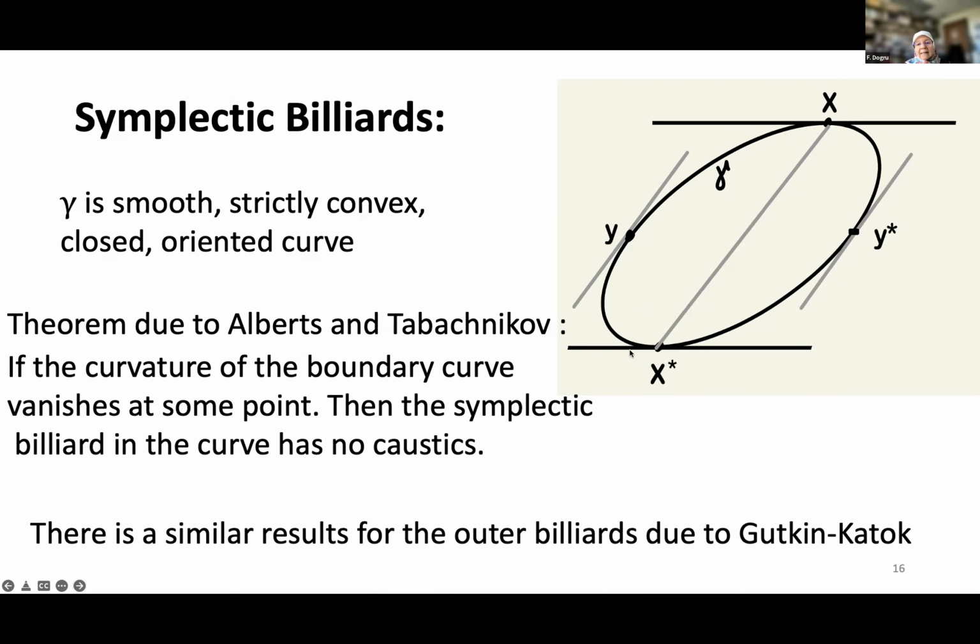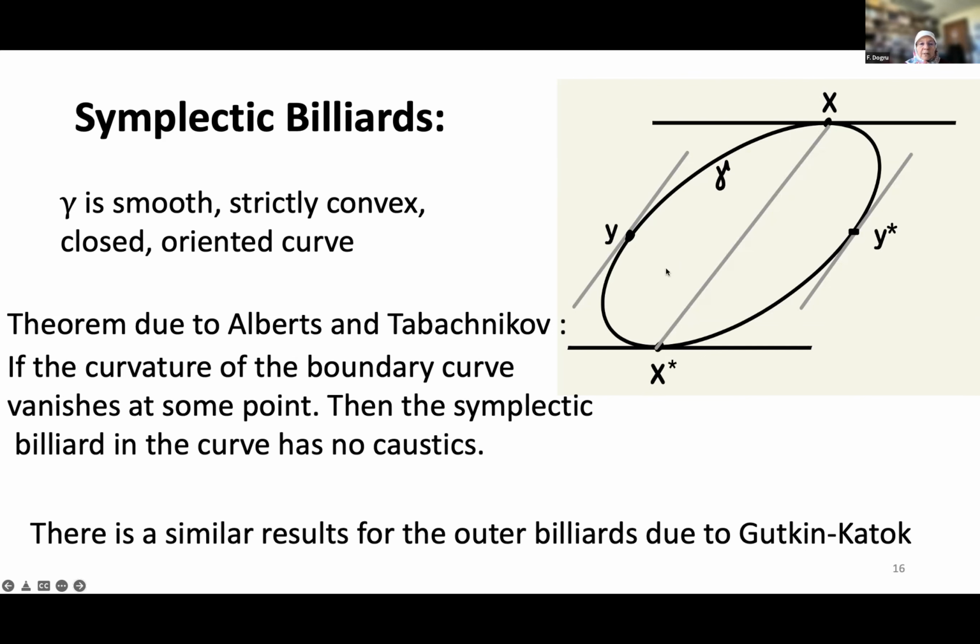Clearly, this system has an invariant curve. A chord from X to X star will be reflected to X star to X itself. So this is a two-periodic orbit, and it's true for all the X points on the boundary. Of course, being strictly convex plays a big role here.